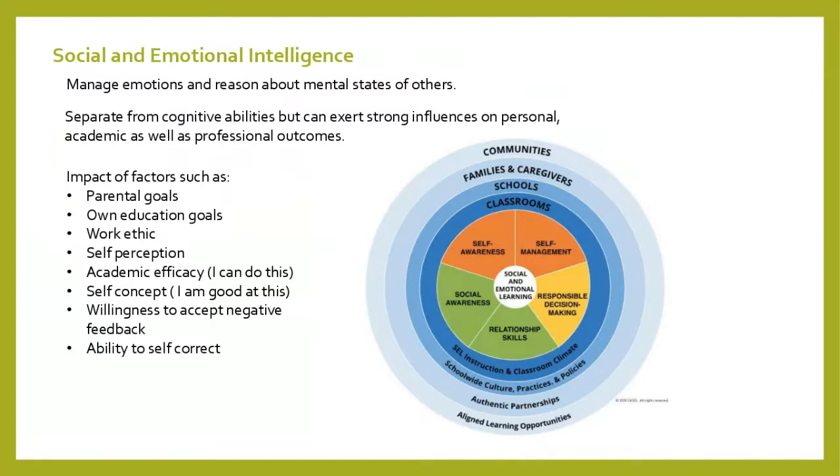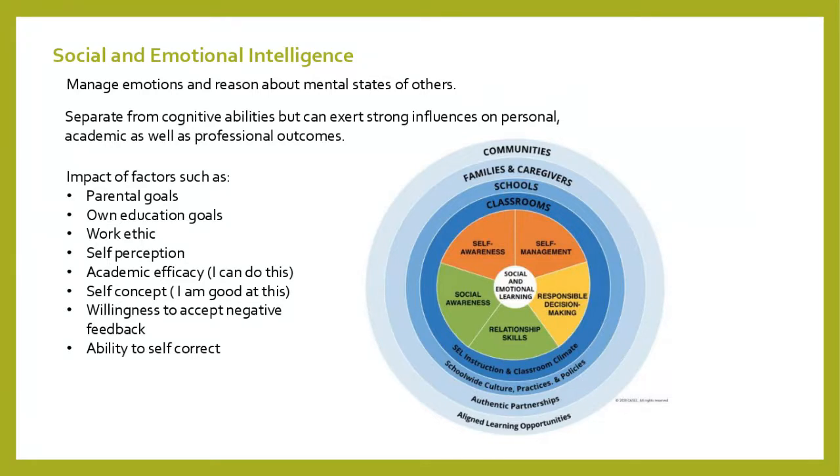Social and emotional intelligence, very important. A different type of intelligence. It's separate from cognition and thinking, but at the same time, it can exert strong influences on academic as well as professional outcomes. So we have an intelligence, but the intelligence is impacted by all sorts of things around us.